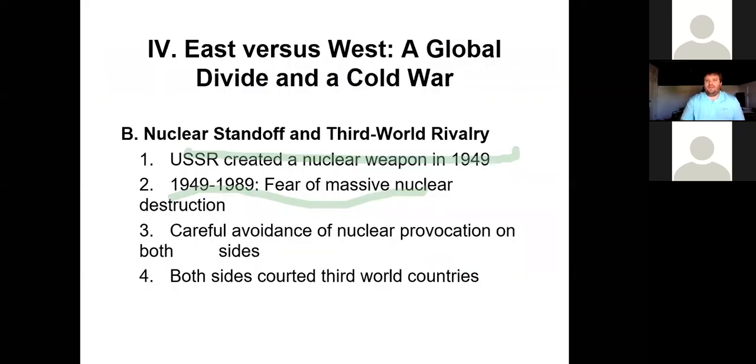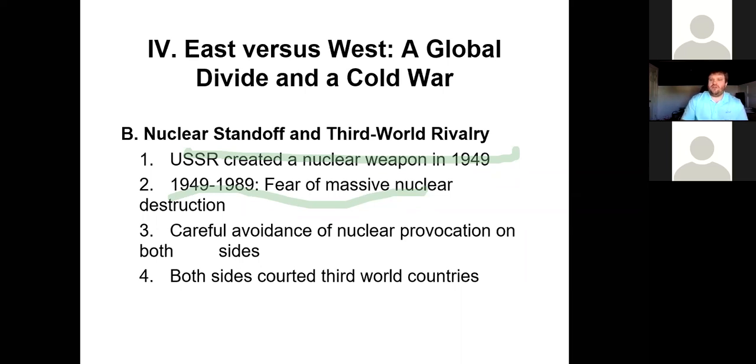This leads to a massive nuclear standoff. The Soviet Union succeeded in creating a nuclear weapon in 1949, and it led to a massive arms race. By 1989, the world had nearly 60,000 nuclear warheads with complex delivery systems, which is more than enough to kill everyone on the world several times over. From 1949 to 1989, there was a fear of massive nuclear destruction and even the possible extinction of humankind.